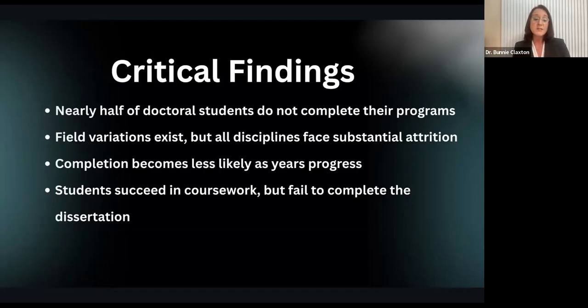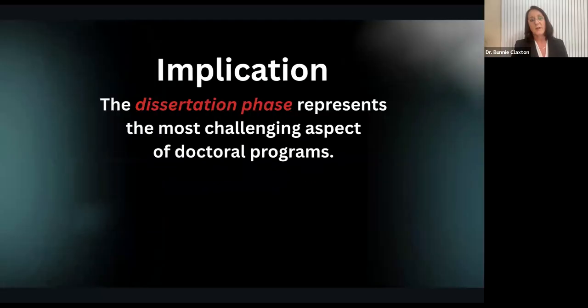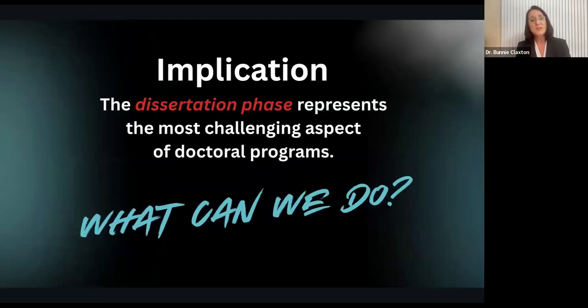And the students, they already succeed at their coursework. So they've already shown that they're capable of doctoral level work. They just can't get through that dissertation process. So the key insight here is the ABD status. It is often a symptom of systematic issues in doctoral programs rather than an individual student failure. So the implications here: the dissertation phase represents the most challenging aspect of doctoral programs.